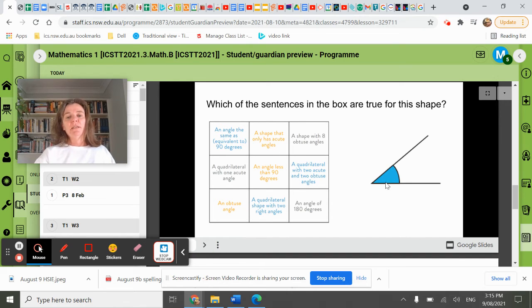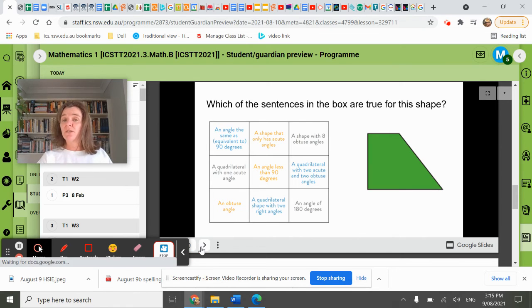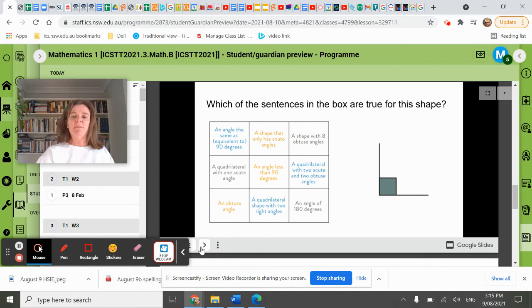A shape that only has acute angles. Well, it's not a shape. It's 2 lines. But you could pick that one. It only has an acute angle. That's the only kind of angle that's there. A shape with 8 angles. Well, this doesn't have 8 sides, 8 angles. So you need to find the one that is true. There might be more than one that's true, so have a careful look. And you need to keep going through for all of the shapes.